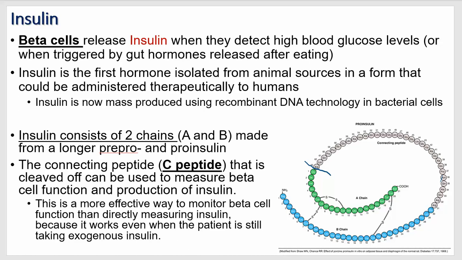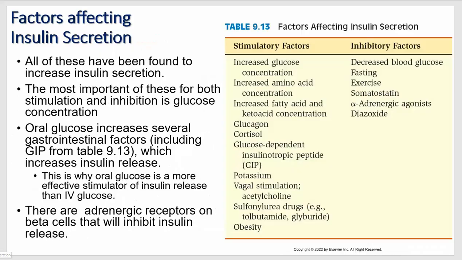So that's one use of this C peptide, is to monitor or measure production of insulin by the beta cells. Okay, so I hope that makes sense. It works even when that patient is still taking exogenous insulin. We can still see if their beta cells are functioning. All right.